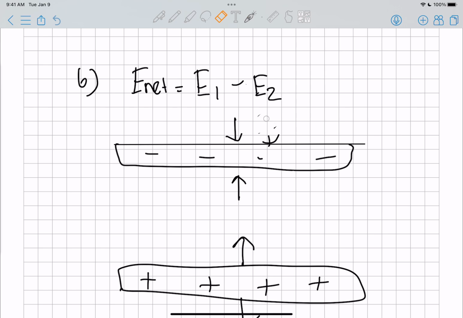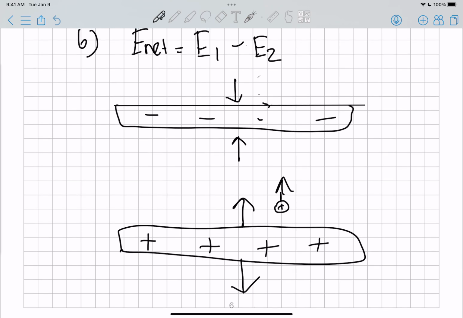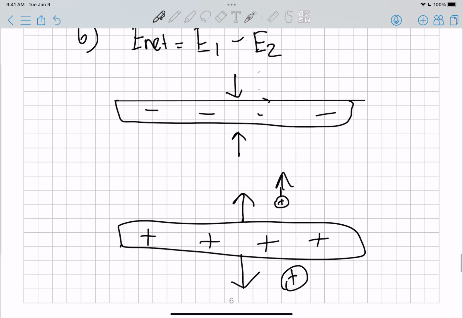Same thing if I placed a positive charge at the bottom there, right? If I have a positive charge here, it's going to get repelled upwards. If I have a positive charge there, it's going to get repelled downwards. So that's the idea. The electric field lines point in a direction, by convention, showing how a positive test charge would respond to the charges in that sheet, or even if you had a point charge.